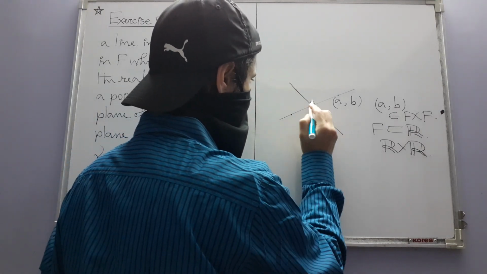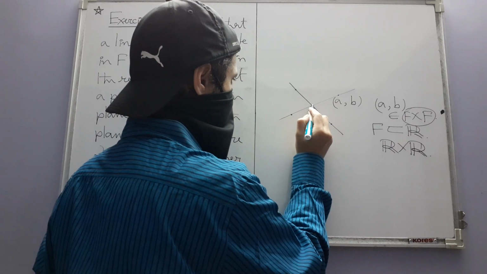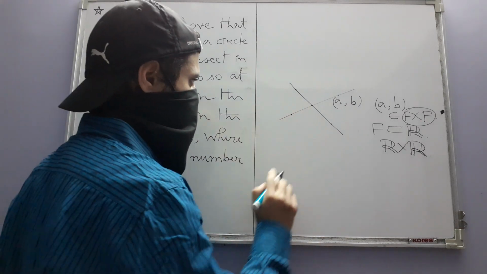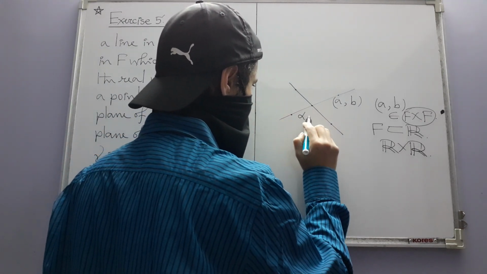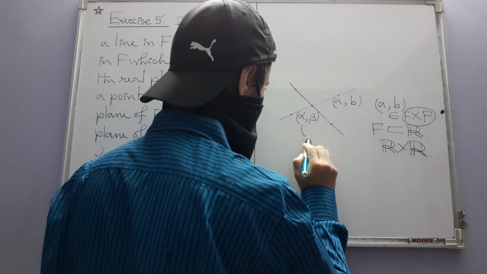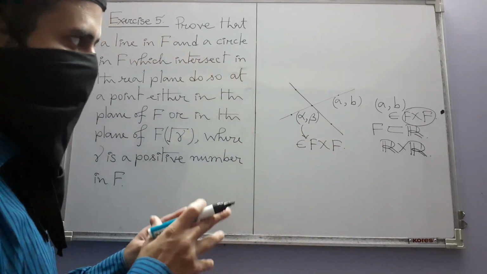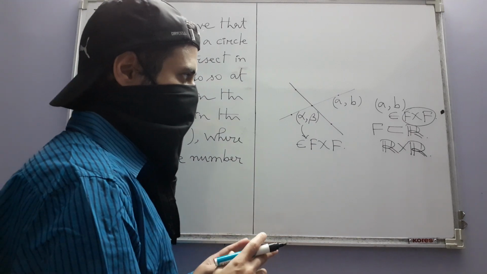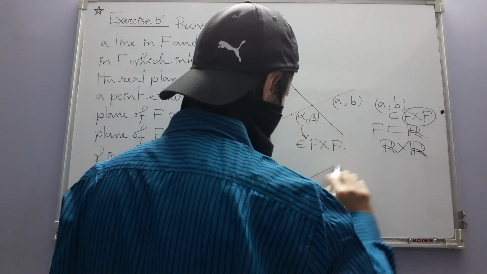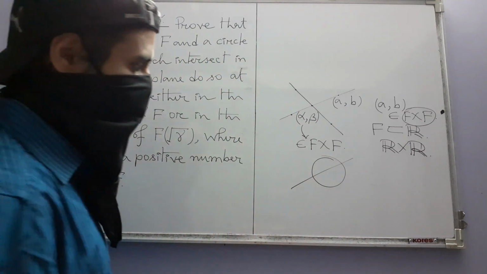Now, if two such lines which are in the plane of F intersect in the real plane, that is, they are not parallel, then they intersect somewhere, then this point, say its coordinates are alpha and beta, then this point lies in the plane of F. This we have already proved. And we have also mentioned that this is not quite the situation when instead of two lines, a line in the plane of F and a circle in the plane of F intersect.